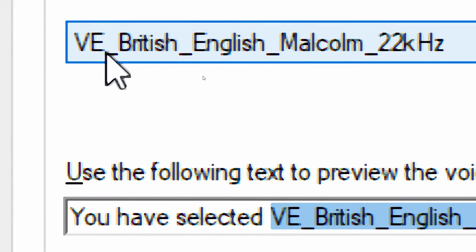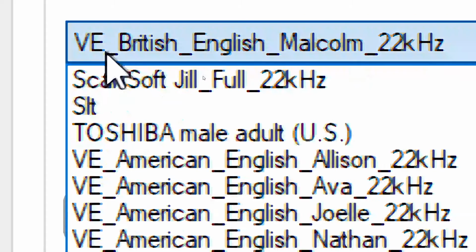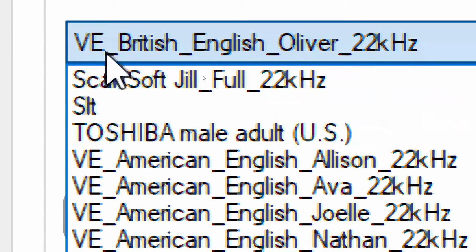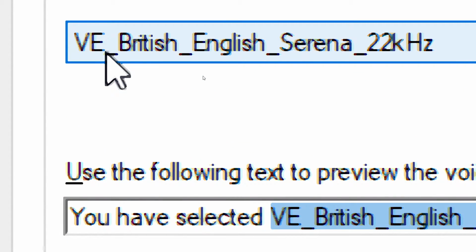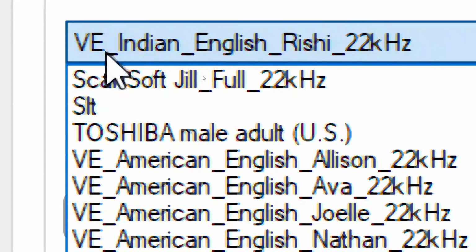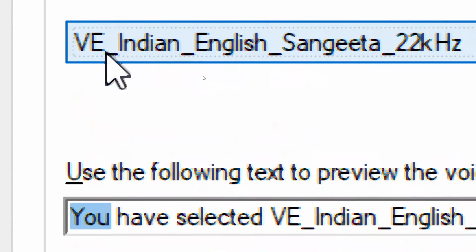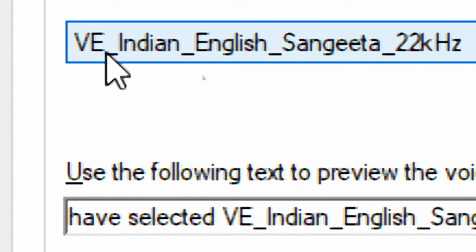You have selected VE British English Malcolm 22 kHz as the computer's default voice. You have selected VE British English Oliver 22 kHz as the computer's default voice. You have selected VE British English Serena 22 kHz as the computer's default voice. You have selected VE Indian English Rishi 22 kHz as the computer's default voice. You have selected VE Indian English Sangeeta 22 kHz as the computer's default voice.